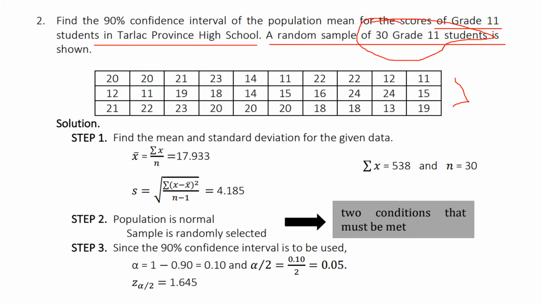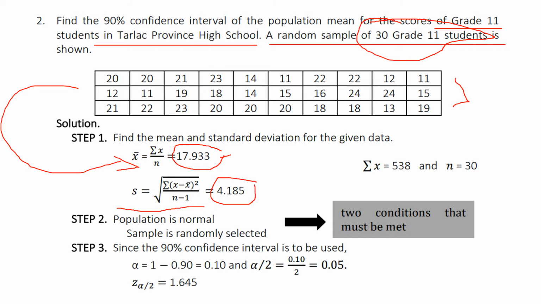So for our solution for step number 1, find the mean and the standard deviation for the given data. We knew that your sample mean will be the average of these 30 scores. We just simply get the total of these 30 scores and divide it by 30. Whatever the resulting value, that will be your sample mean, or 17.933 here. For your sample standard deviation, it is the square root of summation of x minus x bar squared over n minus 1. Our resulting value is 4.185.